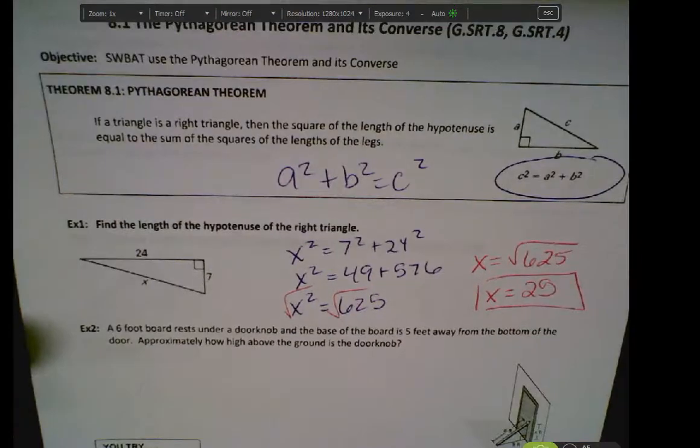At any point, if you need to pause the program to finish your notes, you may do so and then push play again and off you go.